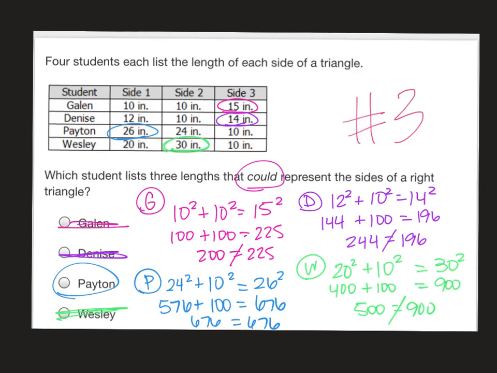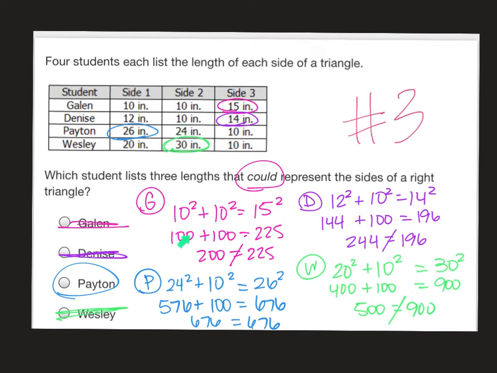All right, on this one they give it to you in different representations, but it's the same kind of thing. This time we're looking for one that could represent a right triangle though. So we went through each person, identified by the first letter of their name. And the first thing we did was look through the side lengths and make sure we chose the largest one and put that in place of C.